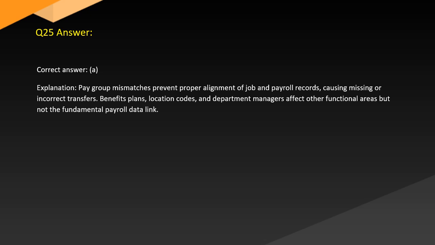Answer. Correct answer: A. Explanation. Pay group mismatches prevent proper alignment of job and payroll records, causing missing or incorrect transfers. Benefits plans, location codes, and department managers affect other functional areas but not the fundamental payroll data link.